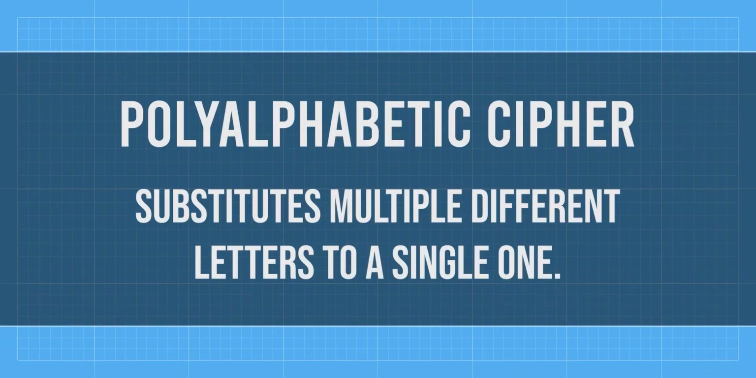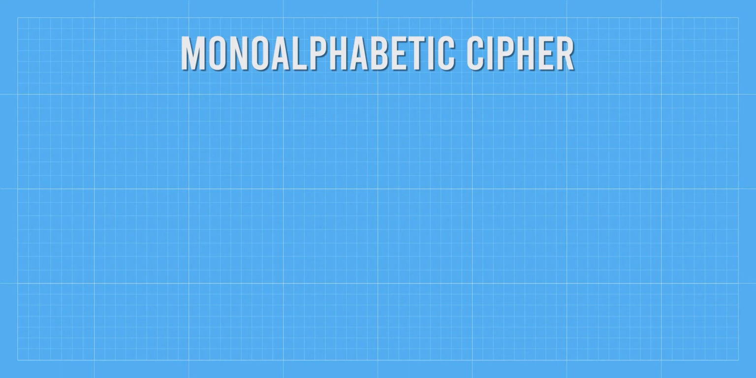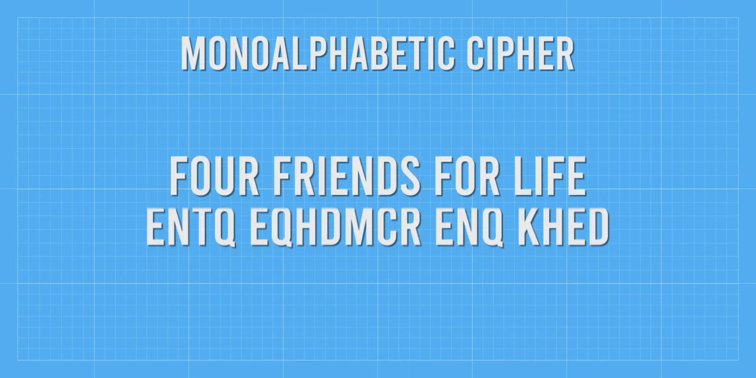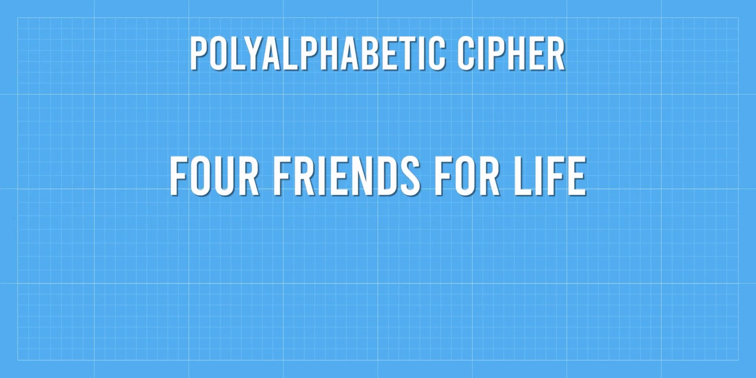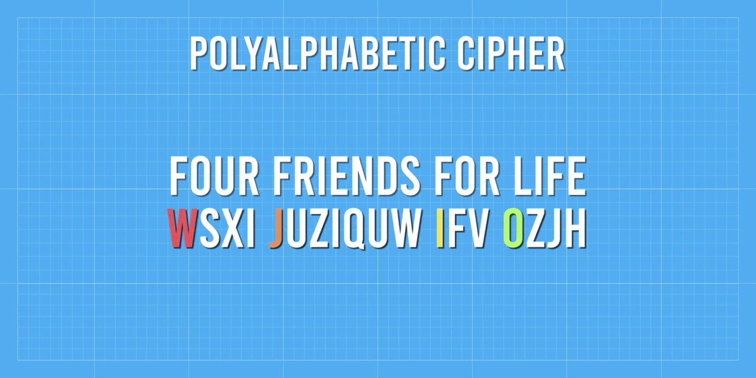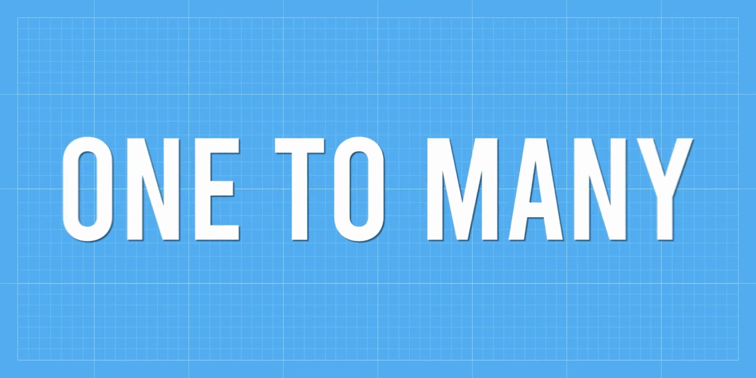For a more effective kind of cipher, we need to use polyalphabetic ciphers. These kinds of ciphers can substitute multiple different letters for a single one. For example, in a monoalphabetic cipher, this letter F could be substituted by the letter E, and that continues throughout the whole text. However, in a polyalphabetic cipher, F could be substituted by many different letters along the whole message. Thus, the relationship of each letter in this kind of cipher is one to many.